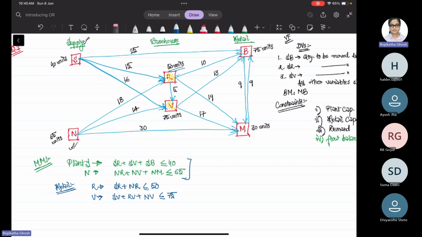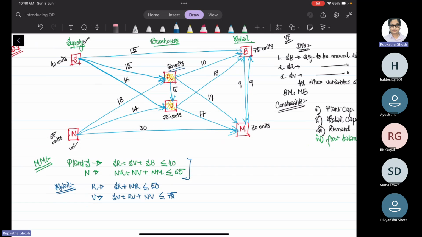See, it doesn't see your SR and NR now. So if NR is 40, SR cannot be 20, even if things are going from R to V. Because what if it is not going? You don't know. What if RV is 0? Your R cannot hold more than 50 units. So we will not combine these. Only flow balance will take care of that.